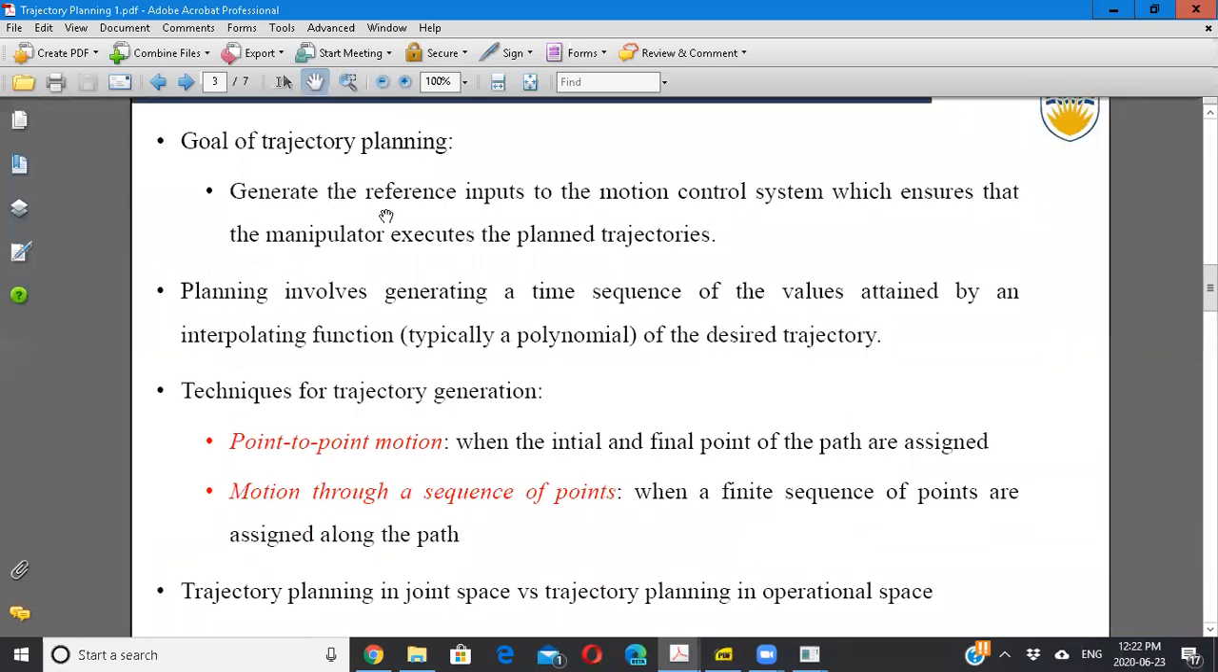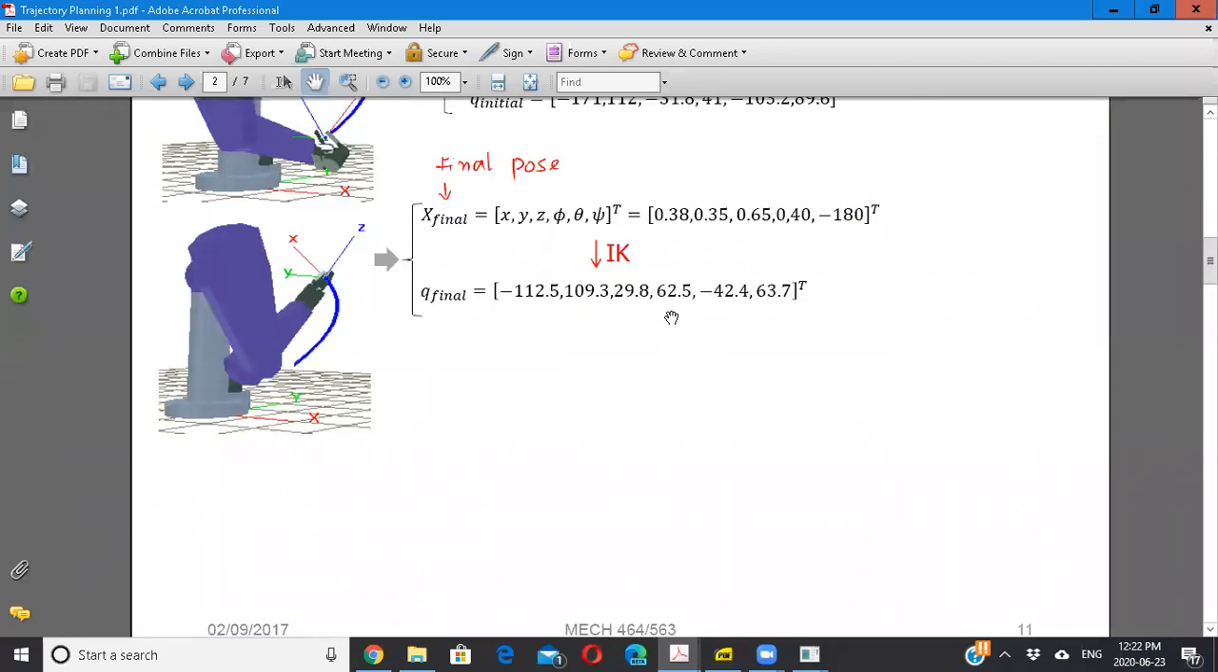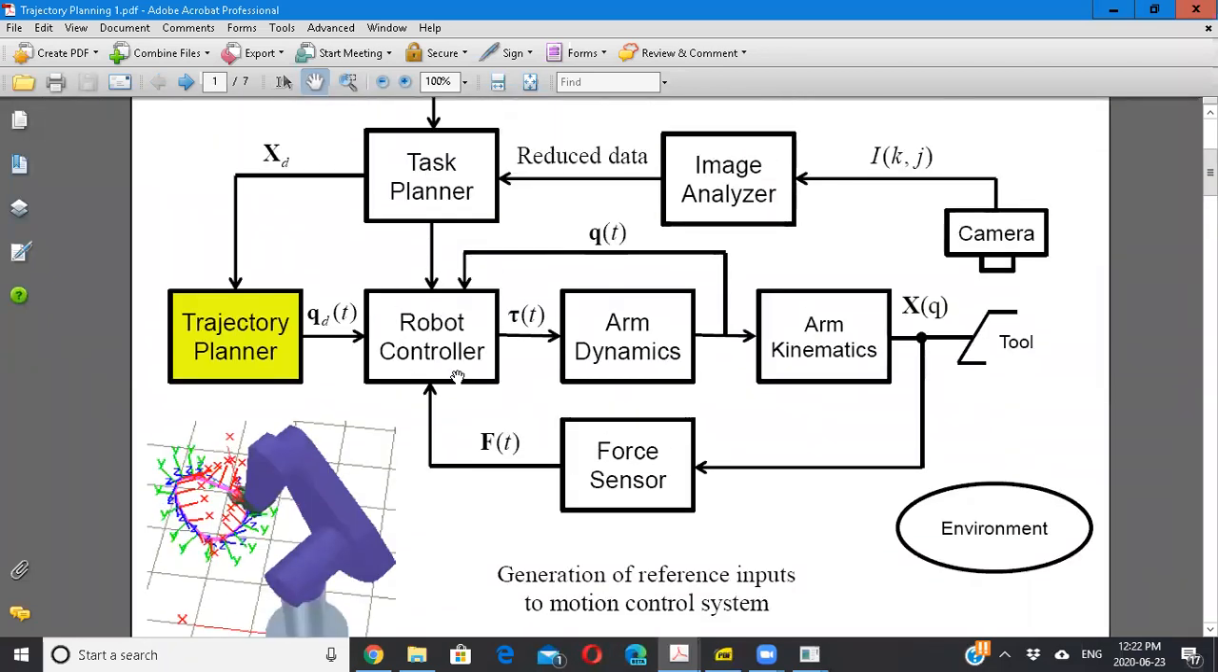Trajectory planning generates the reference inputs to the motion control system. I told you that this is our motion control system. This is the reference position for it. Reference means this is what it has to achieve. This is what it will send as a command to the robot. Let's say this is your robot. Command to the robot so that Q matches exactly the Q desired. That's the job of the controller.